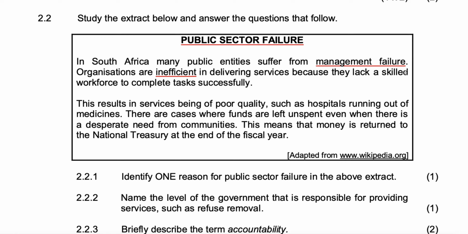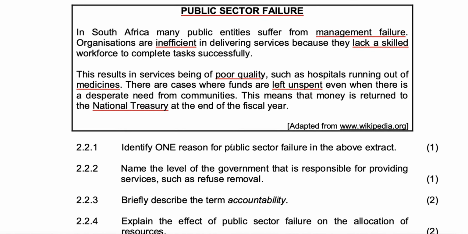Okay, in delivering services because they lack a skilled workforce. This is another problem we're seeing here: lack of a skilled workforce to complete tasks successfully. This results in poor quality service. So service delivery is of low quality, such as hospitals running out of medicine. That's bad. There are cases where funds are left unspent, so this money then has to be sent back to National Treasury. Okay, so that's what we have learned here.